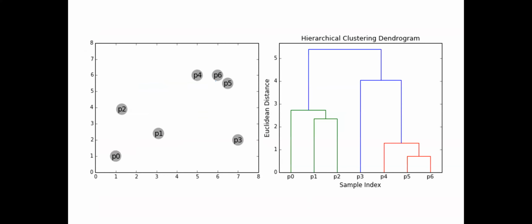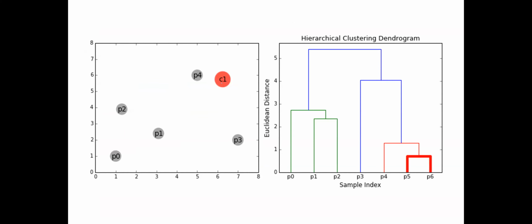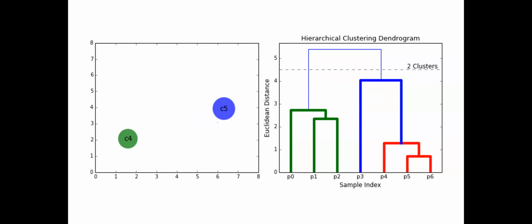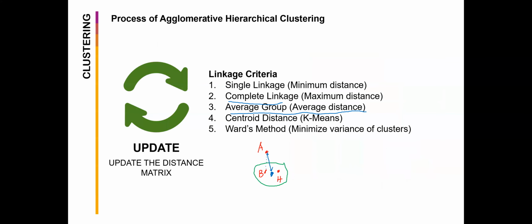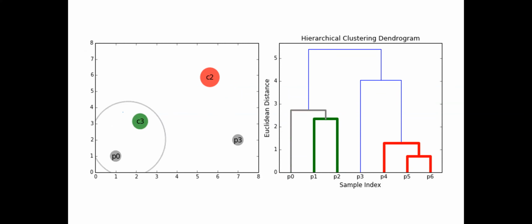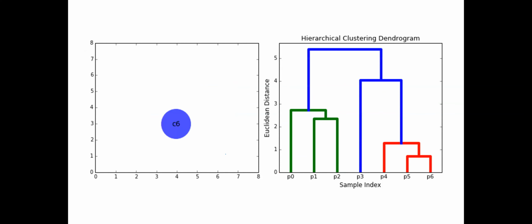Now let's look at an animation. So again, we have here P6 and P5. They combined into C1. As you can see, it's moving into the center of the 2 points. So we can conclude that this animation is working with the average group linkage criteria. So P6 to P5, they merge. P4 to C1, it becomes C2. P2 to P1 becomes C3. P3 and C2 and P0. Okay, I got lost, but you can follow the animation.